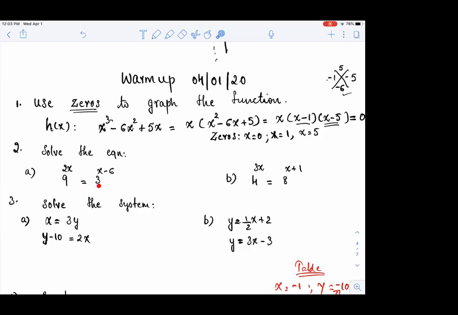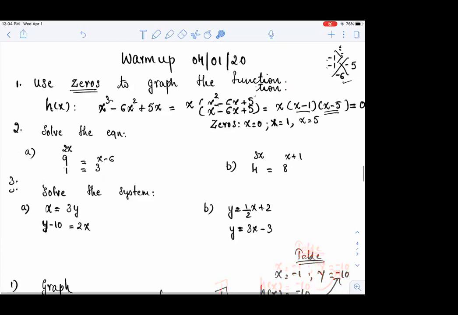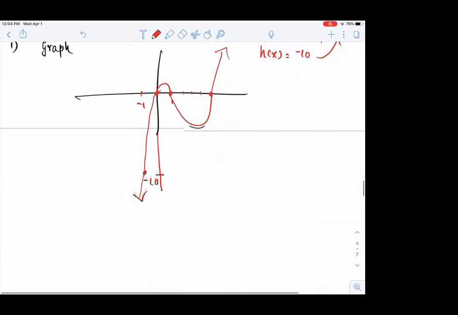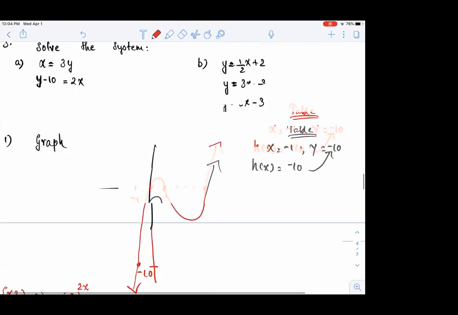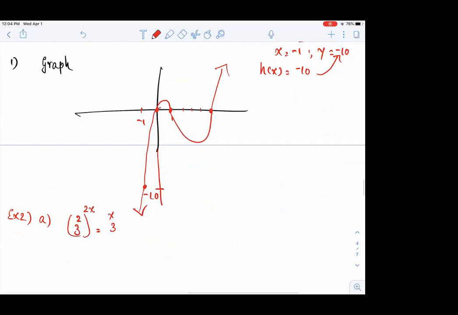So 3 looks simple enough. Can you convert 9 as a base of 3? Okay, that's what we are going to do. So example 2a. 9 is going to be 3 squared, and the whole thing is raised to the power 2x. And then 3 to the power x minus 6.